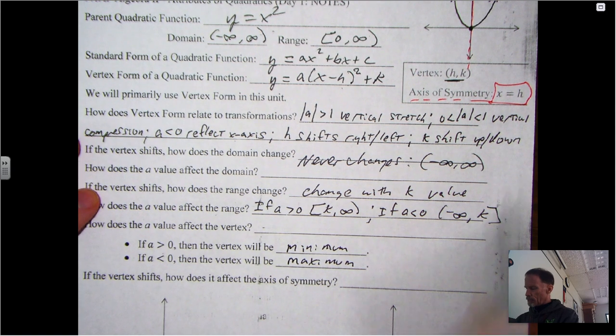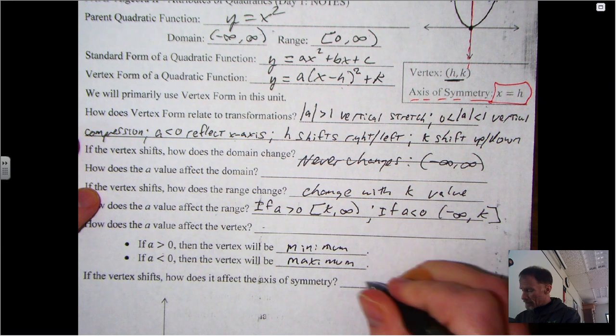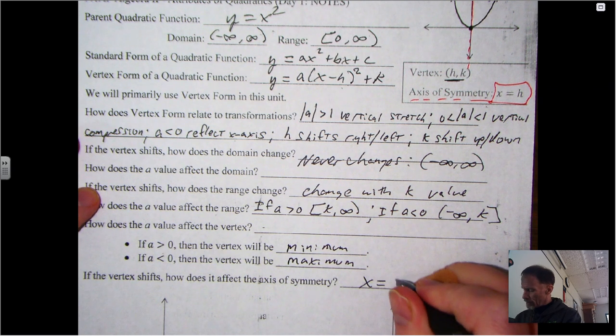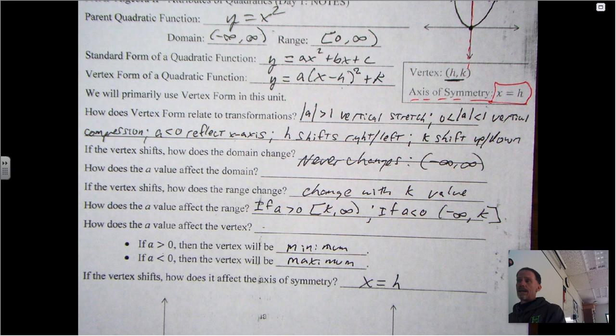And then the axis of symmetry, and it's up here also, but I'll write it down here again. The axis of symmetry is always the same. There's nothing you've got to remember about that. It is just always x equals h, that x value of the vertex. Okay, so what do these things look like?